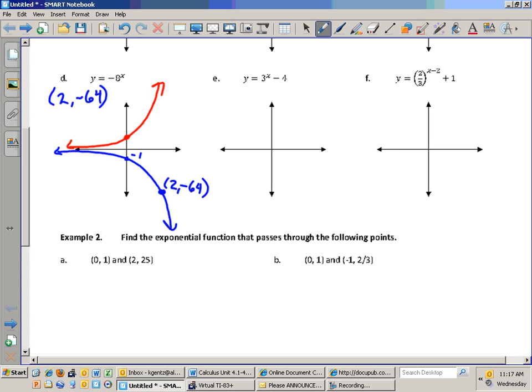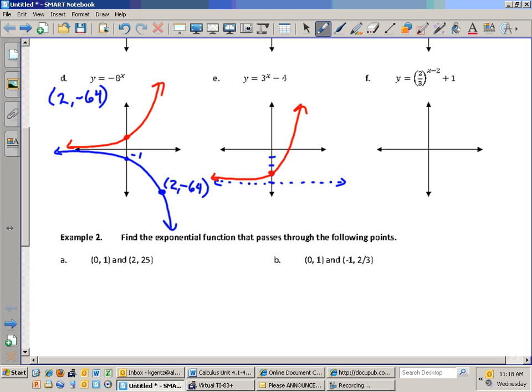Let's look at another transformation. Y equals 3 to the x minus 4. I subtract 4. What's that going to do to the graph if I subtract 4? Shift the entire thing down 4 units. So instead of having an asymptote at y equals 0, I will have a horizontal asymptote at y equals -4. So there's my horizontal asymptote. And instead of passing through 0, 1, does anybody know where this will pass through now? 0, -3, 4 units down. So that's where this is going to pass through.